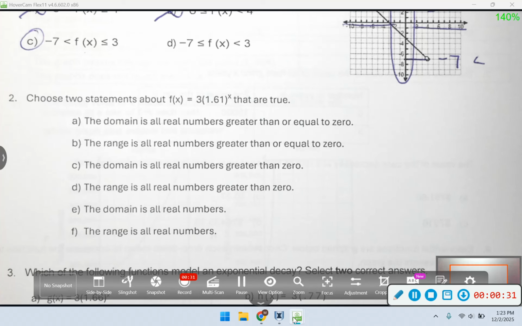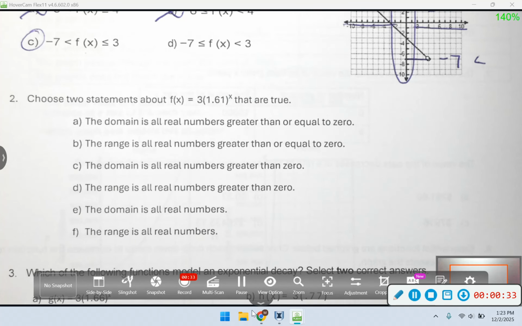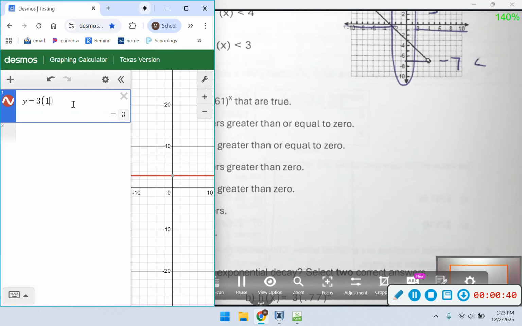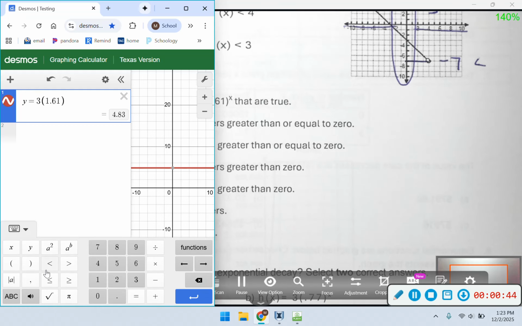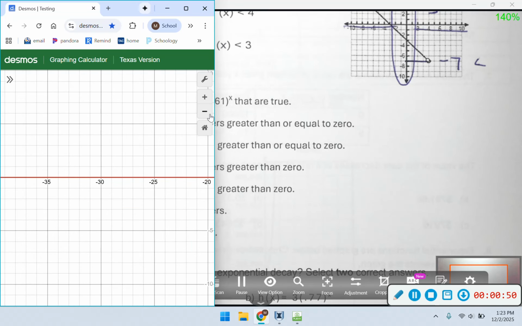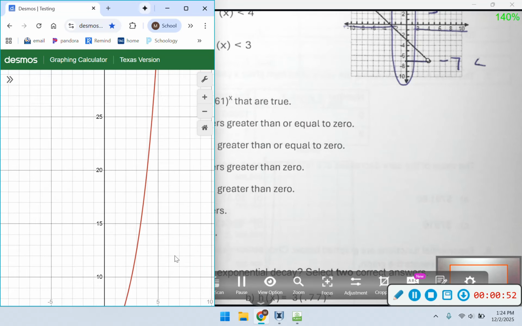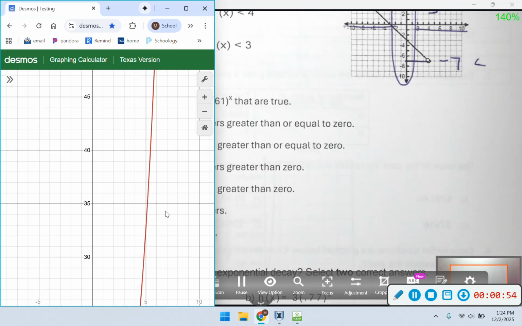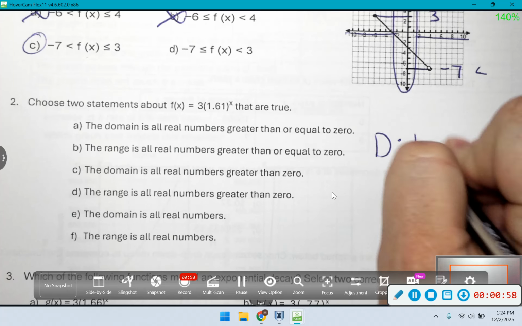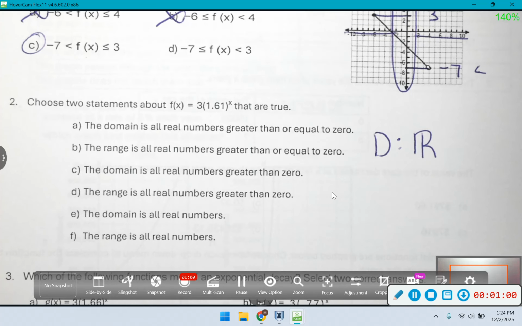Okay, this one says choose two statements about this. Well, let's look in the calculator. So I'm going to type it in, y equals 3 to the x power. And it looks like this. So what I need y'all to realize is that it goes to the left forever, and then it slowly goes to the right forever, and also up forever. So because it goes left and right forever, my domain is all real numbers.